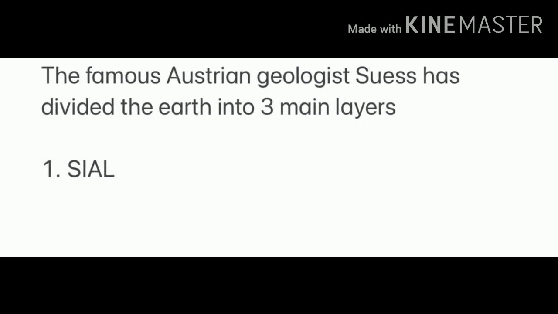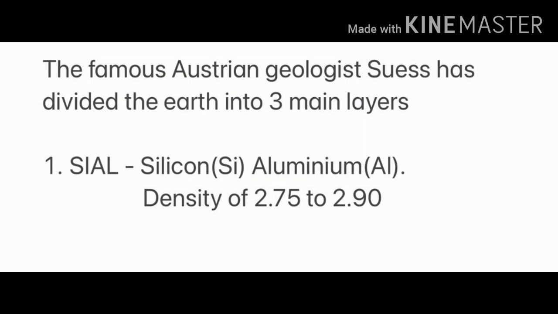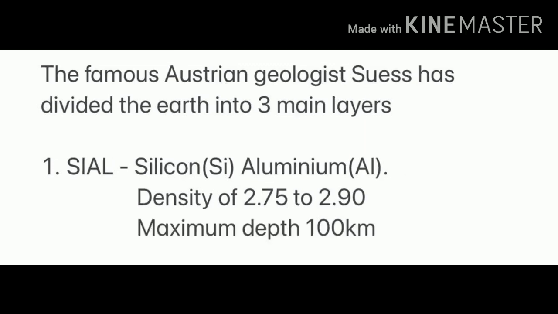Firstly, let us talk about Sial. The uppermost layer is mainly composed of silicon and aluminium. Si plus Al is known as Sial. Continents are mostly composed of lighter silica, having an average density of 2.75 to 2.90. Its maximum depth is 100 km.